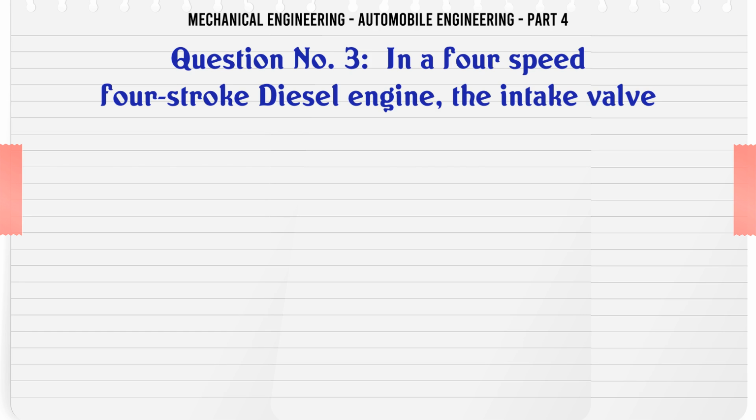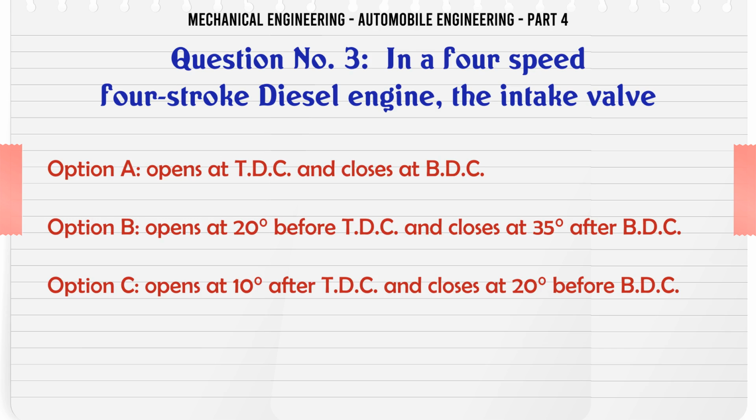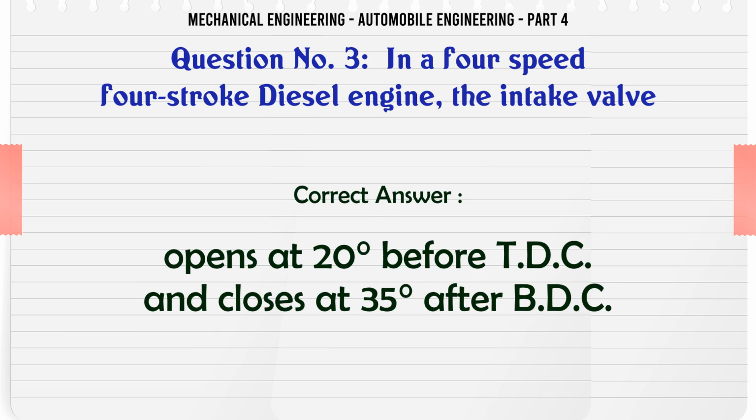In a 4-speed 4-stroke diesel engine, the intake valve A. opens at TDC and closes at BDC. B. opens at 20 before TDC and closes at 35 after BDC. C. opens at 10 after TDC and closes at 20 before BDC. D. none of the above. The correct answer is opens at 20 before TDC and closes at 35 after BDC.